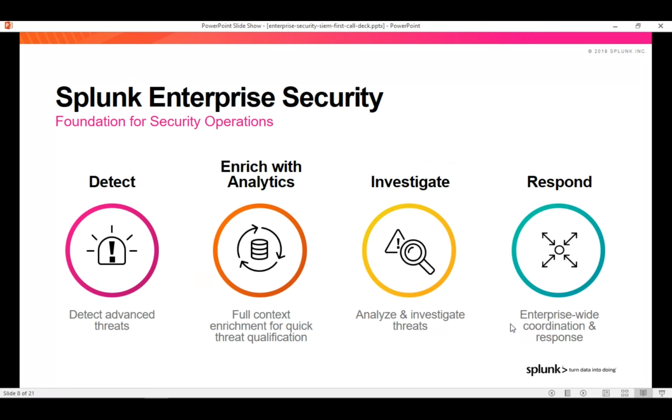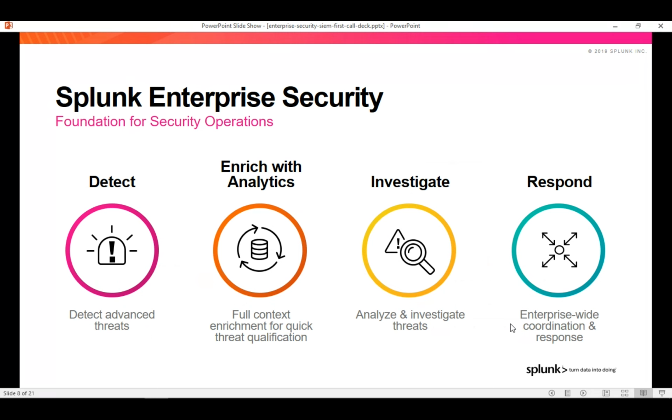So Splunk Enterprise Security, like we said, overcomes the challenges of traditional or legacy SIEM solutions by detecting advanced threats, the multi-stage attacks. It enriches the investigation with context. So when I say context, what is context basically? Context is giving more idea, or giving more value to the detection.